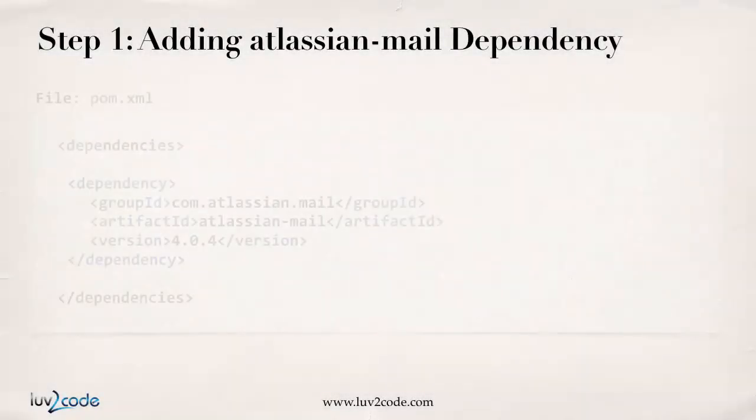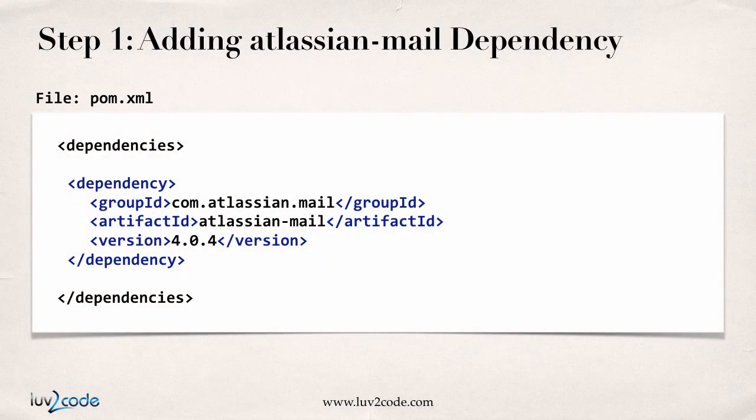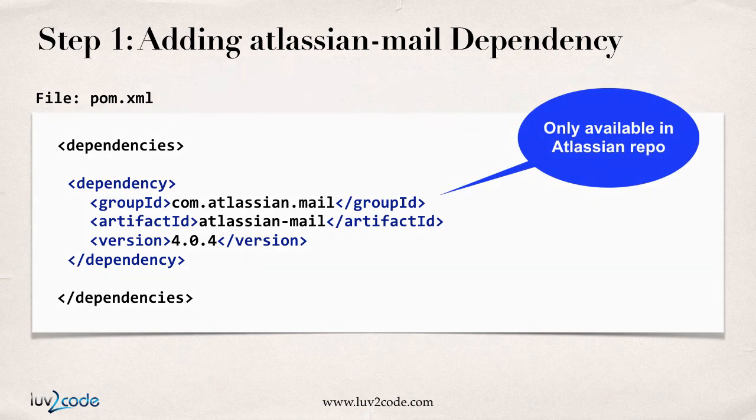Alrighty, step one is adding the dependency. We simply add this dependency in our pom.xml file. We give a reference: the group ID, the artifact ID, and the version. And remember, this item here is only available in the Atlassian repo. It's not in the main central Maven repo.